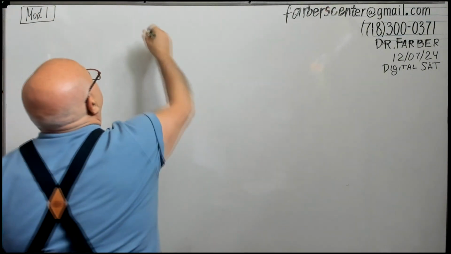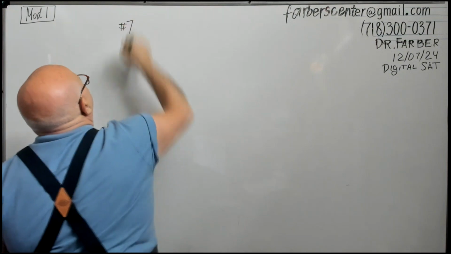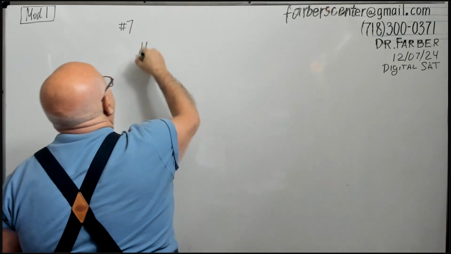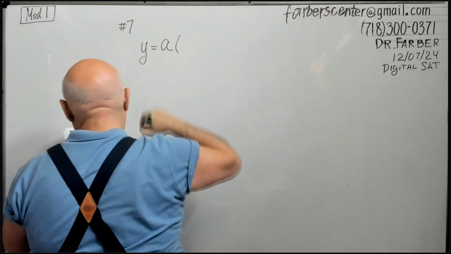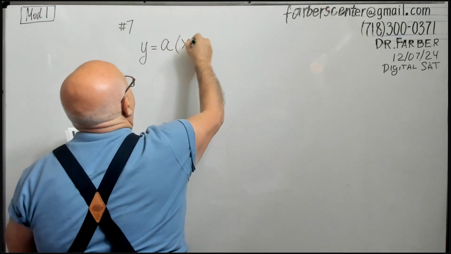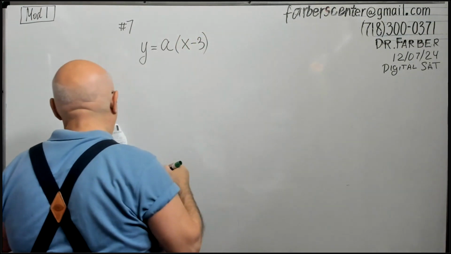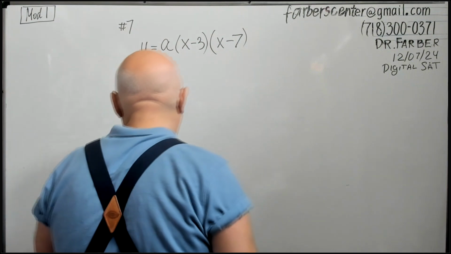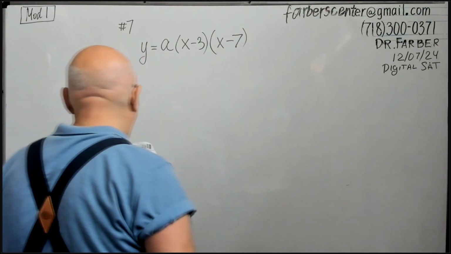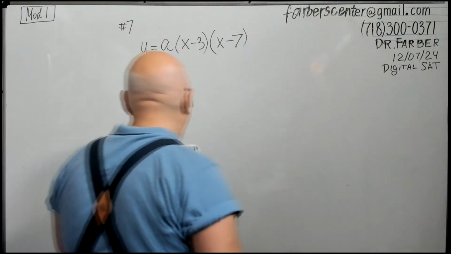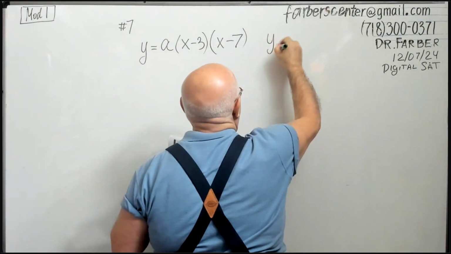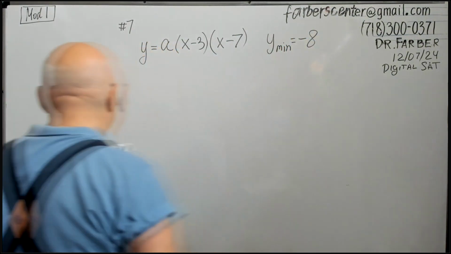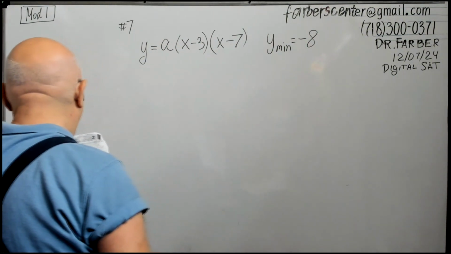And this is number 7. You have a graph. Y equals to A times x minus 3 times x minus 7, where A is a constant. The minimum value of y is negative, y minimum equals to negative 8. Okay. What the value of A?